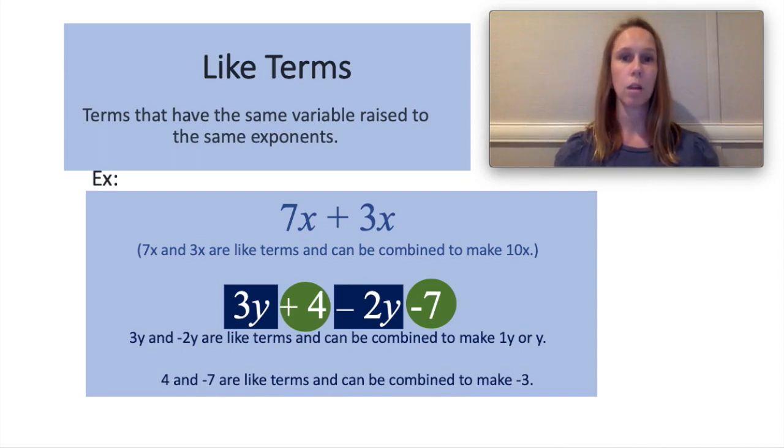And then the second one is 4 and -7. Those are just your basic numbers. We call those constants because they do not change. And 4 and -7 combined make -3.